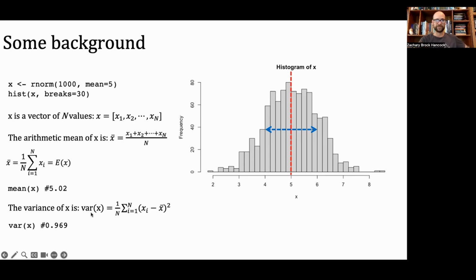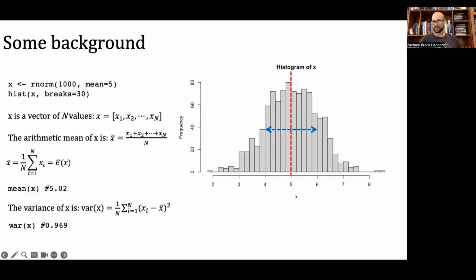So we write this as the variance of x, so var x is equal to 1 on n, the sum from i equals 1 to n of x sub i minus x bar, squared. Okay, so this is x sub i, this is the first x value minus the mean, squared, plus the second x value minus the mean, squared. And then you do this for all x values until you get to x sub n. All right, and then that term represents the variance.